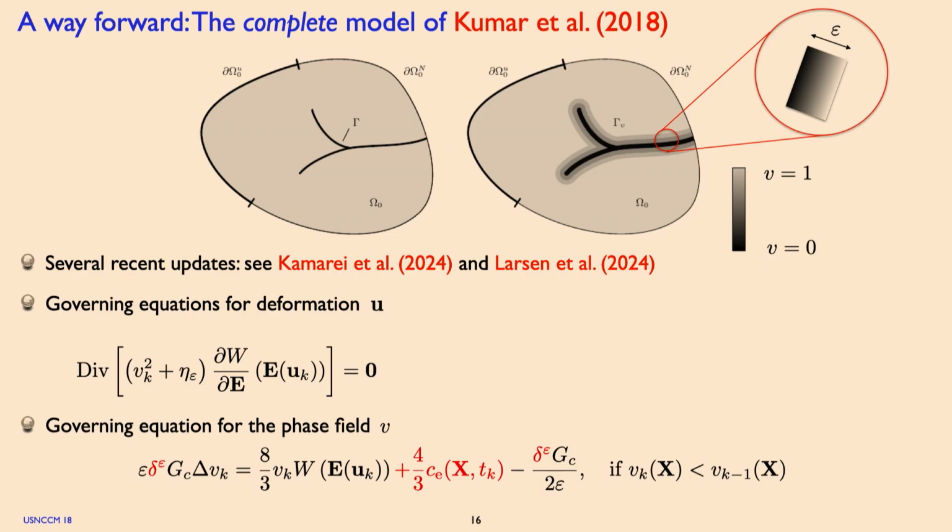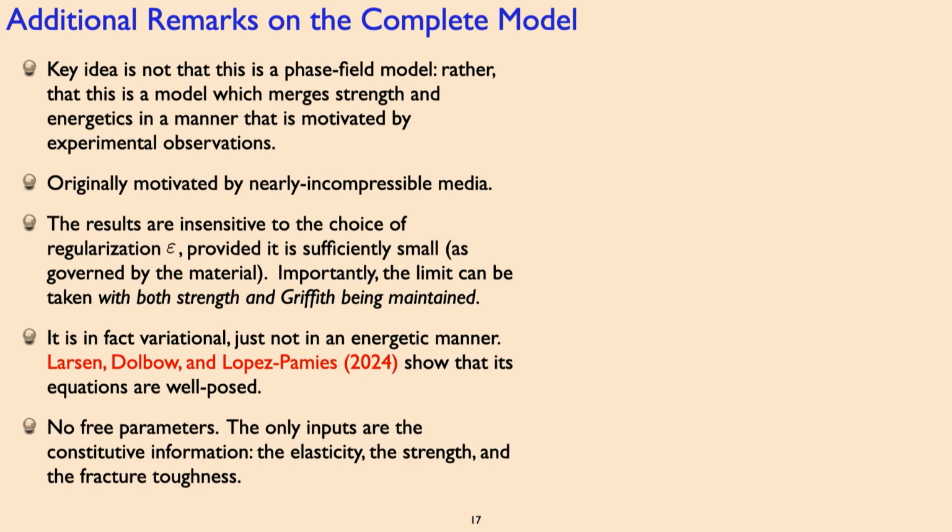A couple of more remarks. One thing I'll make a note of, there's no split of the energy here, right, importantly. Okay, a couple of more remarks about the complete model. The key idea really isn't that it's a phase field model, right? I just want to emphasize that. The key idea is that this is a model that merges strength and energetics in a manner that lets them compete, right, so that we can recover these experimental observations that I mentioned before, right? Strength limit, Griffith limit on the other, and mediation in between.